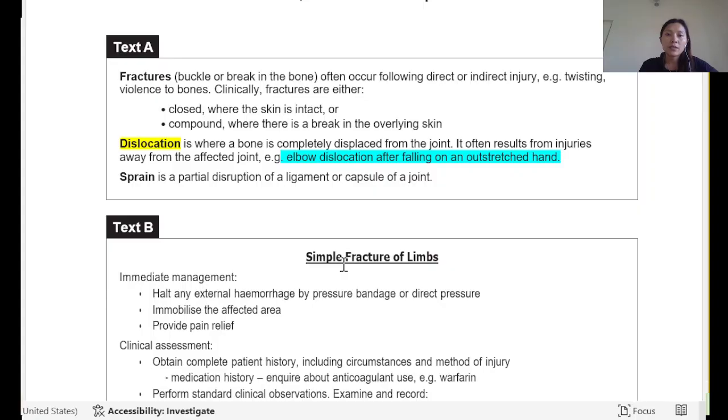Today, I'm with a paper discussion, especially in the OET reading. The topic is very common. I'm sure that most of the students have practiced this fracture, dislocation, and sprain in your previous time. So again, I'm going to explain it, because this is an exam-based question.